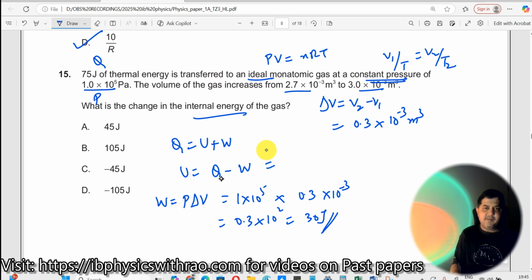So what's the value of the change in internal energy? 75 minus 30. So how much is it? 45 joules. So the answer is 45 joules.